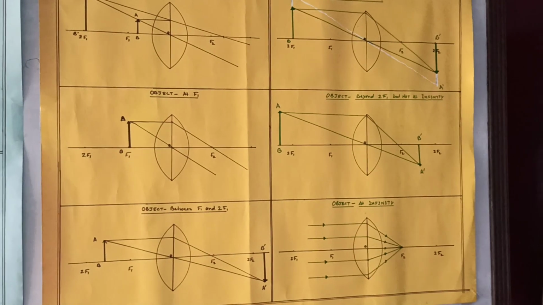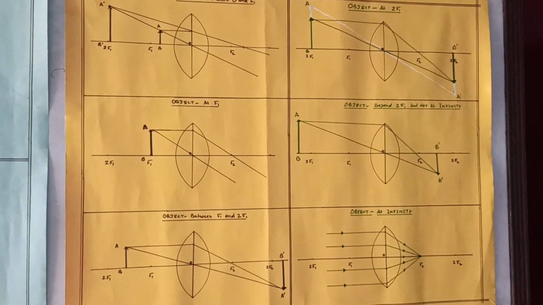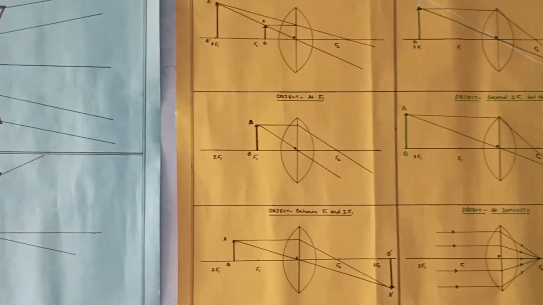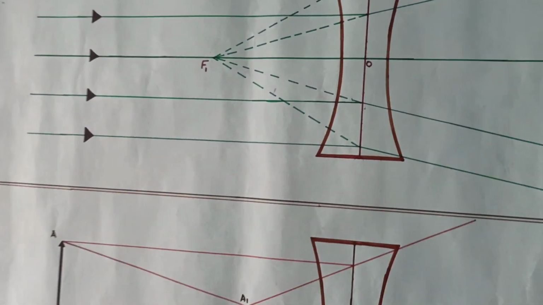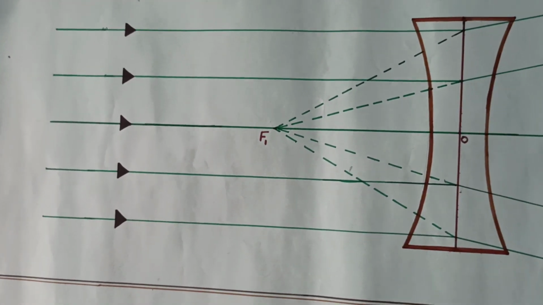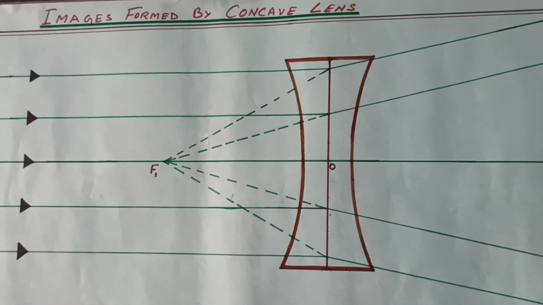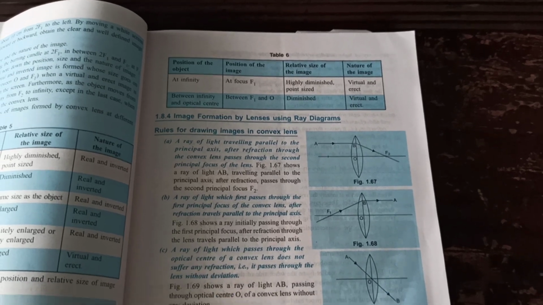Now we'll move on to the next type of lens, the concave lens. Here in concave lens there are only 2 points, very easy to remember. Now the first point, you can see in table 6 in your textbook, I'll just show you this page. This is table 6 in your textbook where you find there are only 2 points.